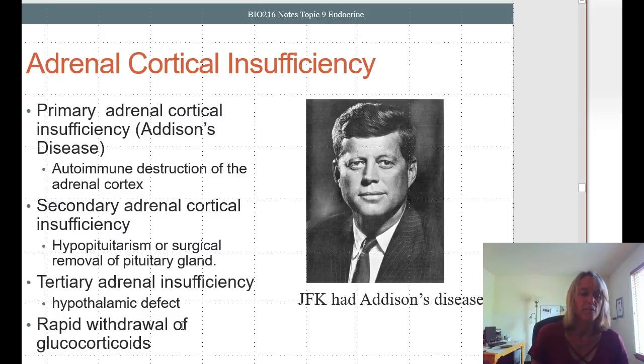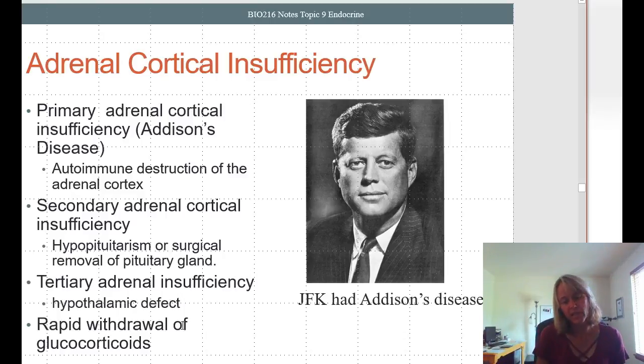So if we've been giving a patient long-term steroids, long-term corticosteroids, then the high level of cortisol in the blood is going to inhibit the release of ACTH from the pituitary. Over time, the low levels of ACTH are not going to stimulate the adrenal cortex. So then the adrenal cortex will atrophy without that stimulus of that tropic hormone.